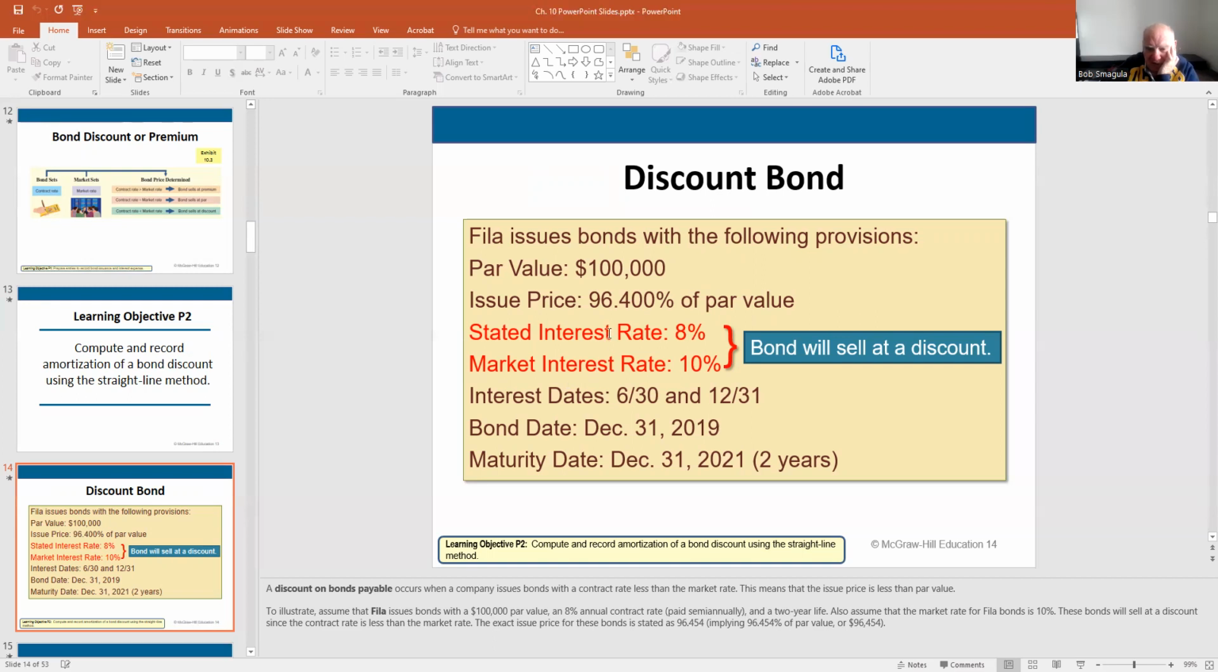Because the stated rate is only 8%. Stated rate means the rate that the bond is going to pay. That's the cash payment. It's lower than the market rate. All things being equal, wouldn't you rather collect 10% interest than 8%? Well, that's what these borrowers are judging in the market. So we're going to pay twice a year at the end of June and at the end of the year. The bond date is the end of 2019. It has a 2-year life, okay? Let's see what we do.